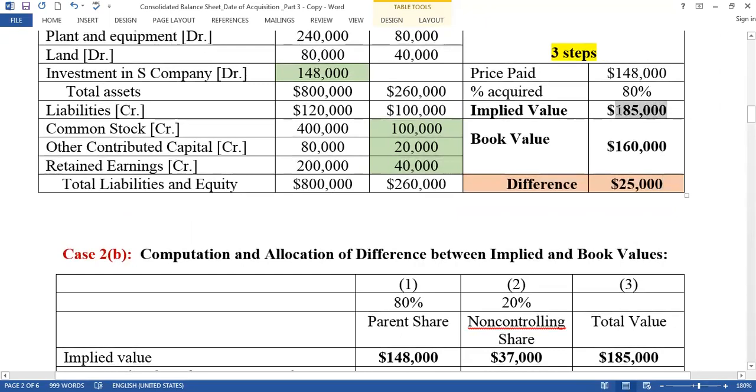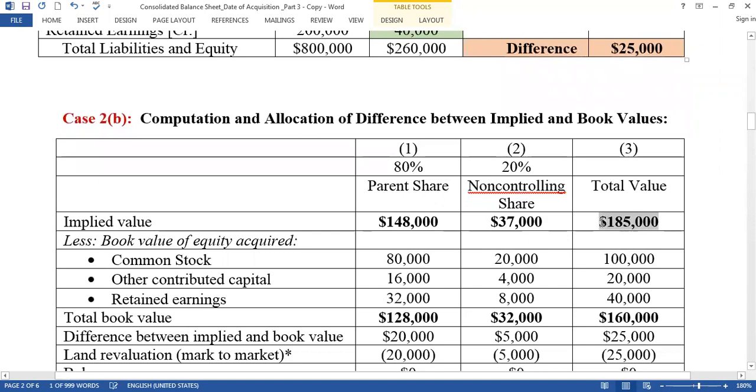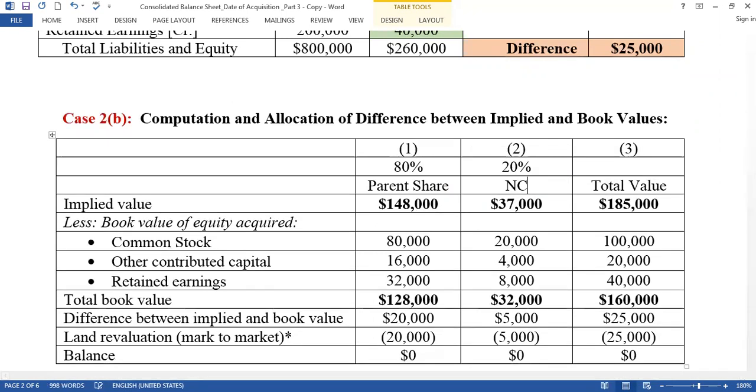Now this 185,000 is the implied value. 80% goes to the parent company, and 20% goes to non-controlling interest. So we established here NCI. In short, it is NCI.